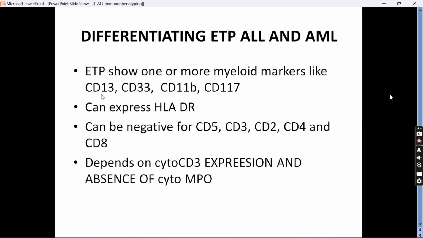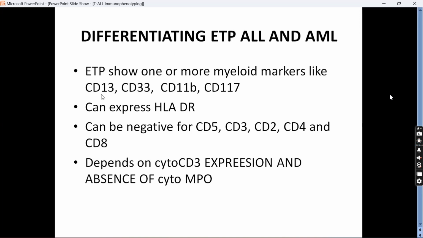Excuse me, sir. Yeah, please. We don't get myeloid markers like 13, 33, 11B, 117. Only we get the cyto-MPO. Then what should we consider, sir? So you are not getting any myeloid markers, correct? Right. Apart from cyto-MPO, all other myeloid markers are negative. Okay, cyto-MPO is positive. All other myeloid markers are negative.